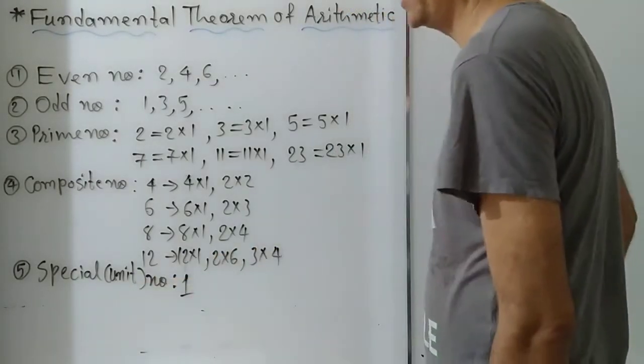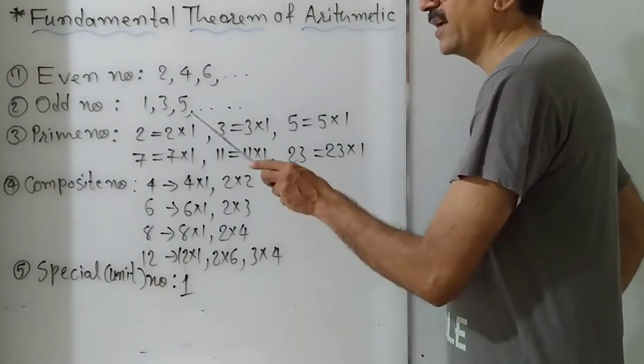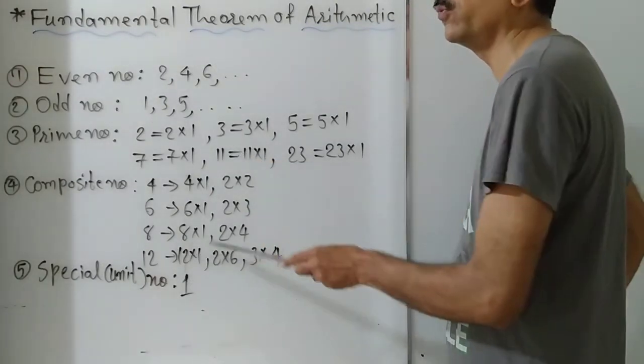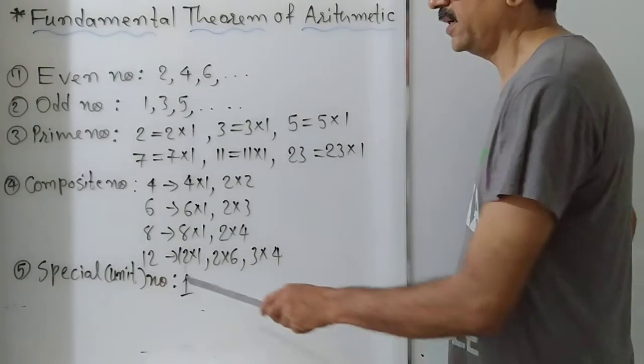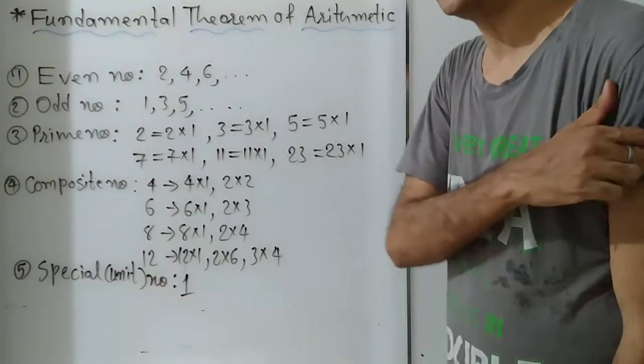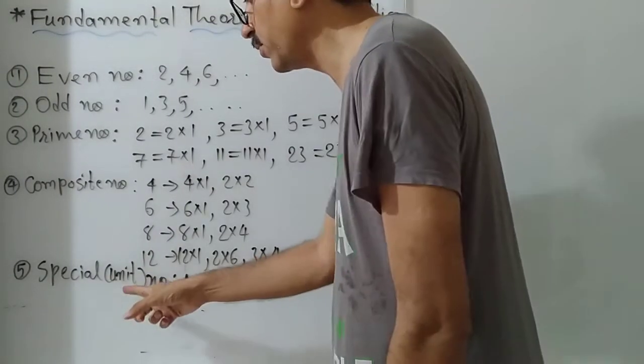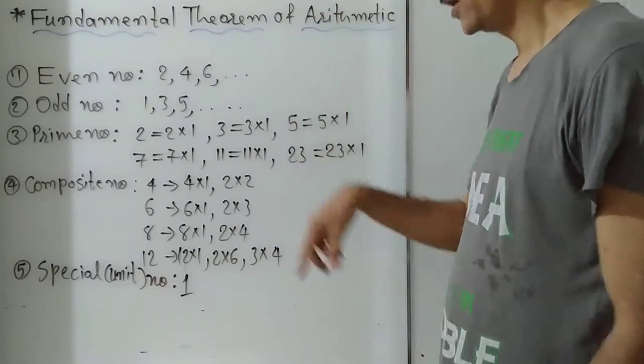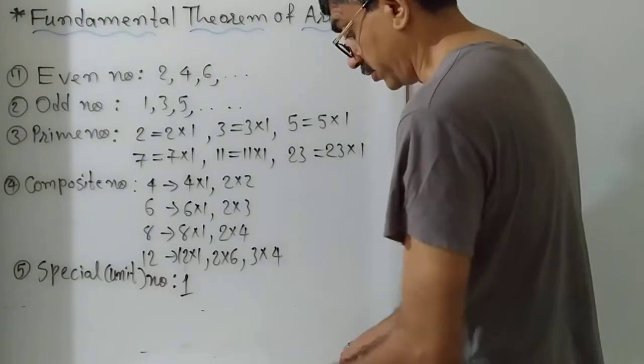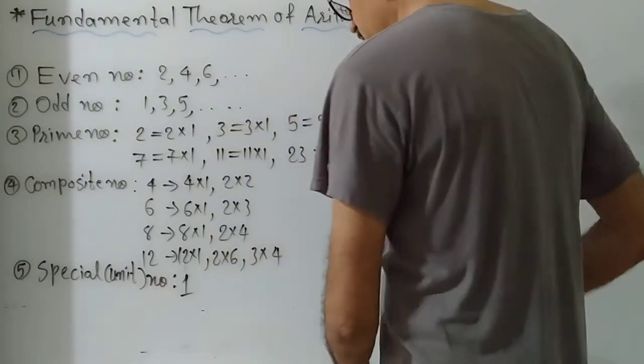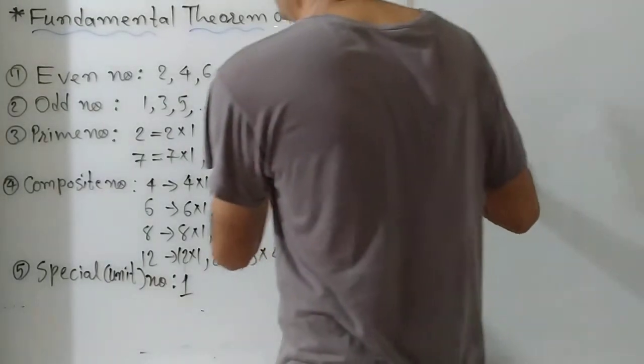Why is 1 said to be a special number? Because it has neither two distinct factors nor more than 2 factors. It has only one factor, itself. That is why it is said to be a special number or unit number. Understood? Now you are familiar with these types of numbers.